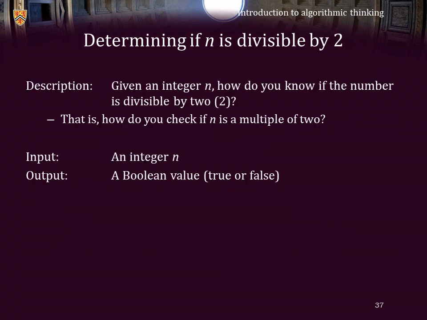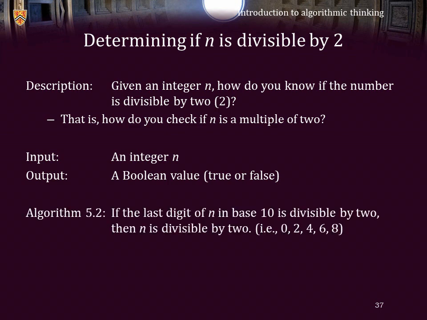So let's look at this problem. Given an integer n, how do we know if the number is divisible by 2? That is, how do you check if n is a multiple of 2? The input is an integer n, and the output is a Boolean value, true or false. Here's a very simple algorithm. If the last digit of n in base 10 is divisible by 2, then n is divisible by 2. That is, n is divisible by 2 if its last digit is 0, 2, 4, 6, or 8.